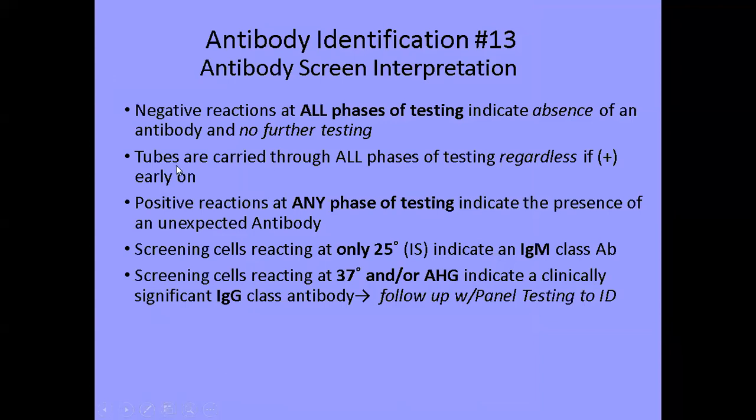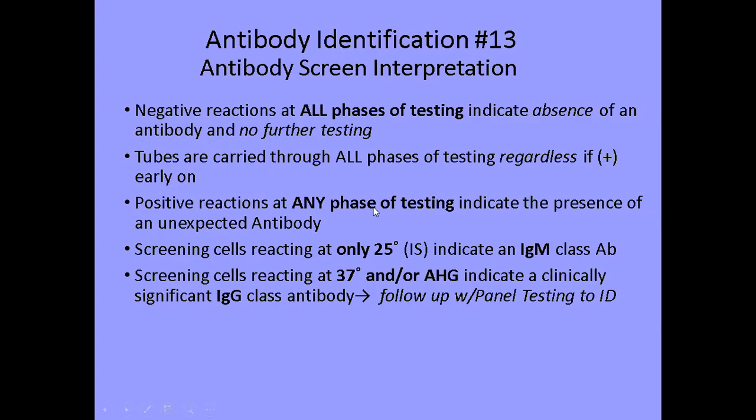All right, so how do we interpret our antibody screen results? Remember, we're doing 3 phases of testing: immediate spin, 37, and AHG. If my patient has negative reactions at all 3 phases of testing with all of my screening cells, they do not have an unexpected antibody, and there is no need to do any further testing. Okay, they're good. Tubes are carried through all phases of testing, as I mentioned to you before, regardless of whether they're positive early on. We're going to see why in a few minutes.